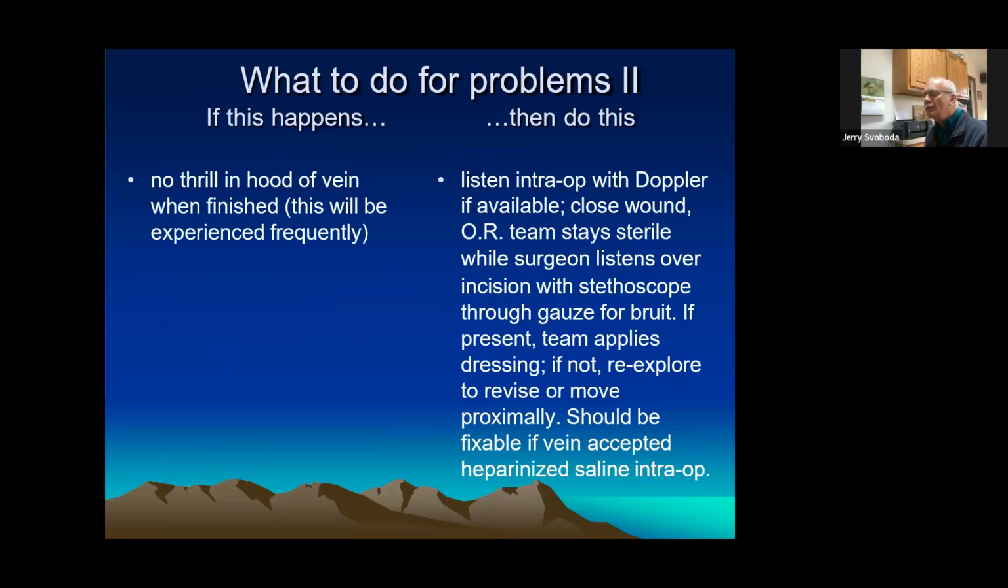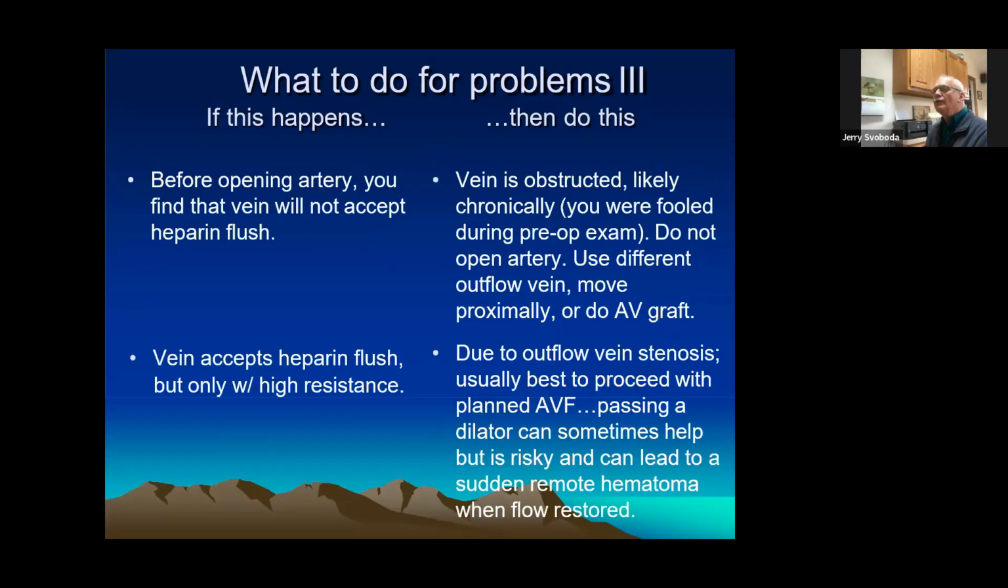I'll show you that in a minute. If there is no bruit with a stethoscope, then it's not working and you have to fix something. What about you open the artery up to make the anastomosis? I'm sorry, before opening the artery, you find that the vein will not accept heparinized saline.